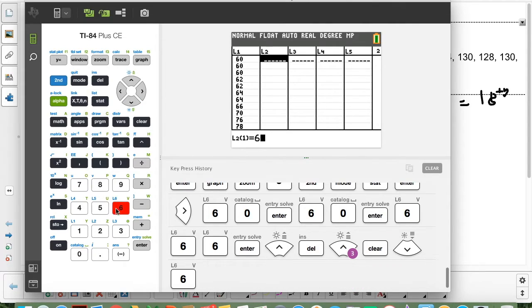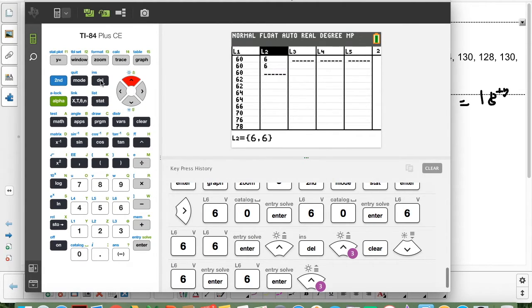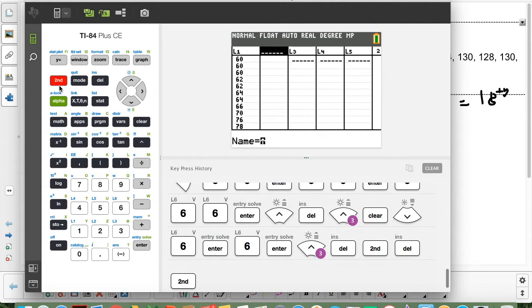If I hit delete when I'm up there, if I go up here and I hit delete, see what happens. The whole thing goes away, and I don't want that. I can get it back easily. I do second, delete, re-enter, and then if I hit second L2, which is right here, it will give me my data back, which is great. But I don't need that.